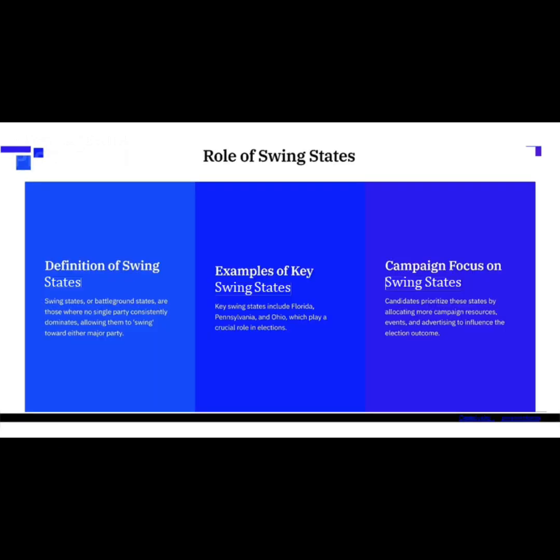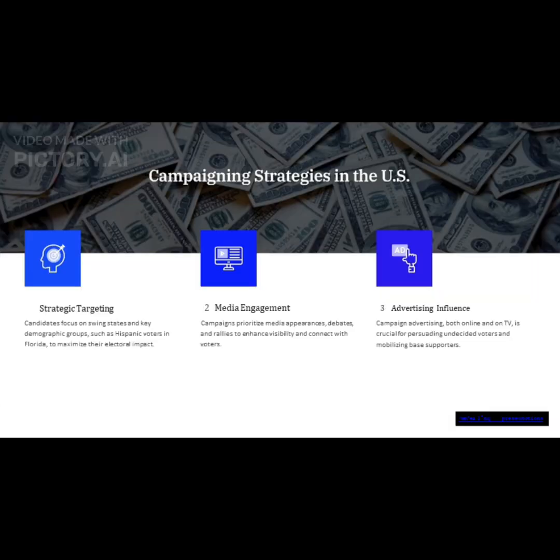Swing states, or battleground states, are those where no single party consistently dominates, allowing them to swing toward either major party. Key swing states include Florida, Pennsylvania, and Ohio, which play a crucial role in elections. Candidates prioritize these states by allocating more campaign resources, events, and advertising to influence the election outcome. Candidates focus on swing states and key demographic groups, such as Hispanic voters in Florida, to maximize their electoral impact.